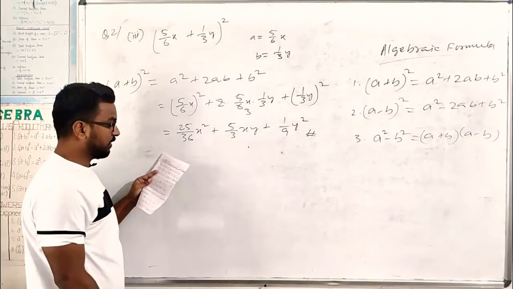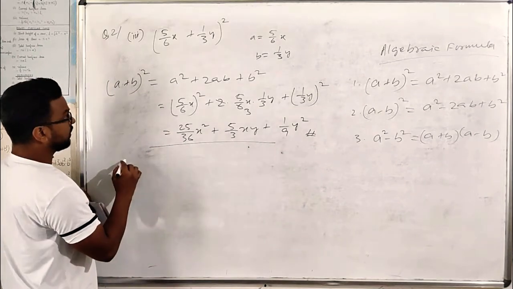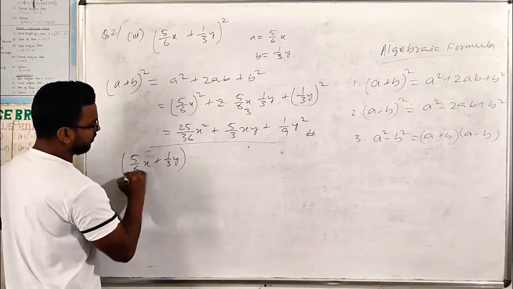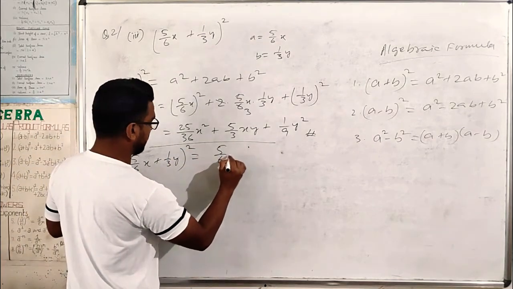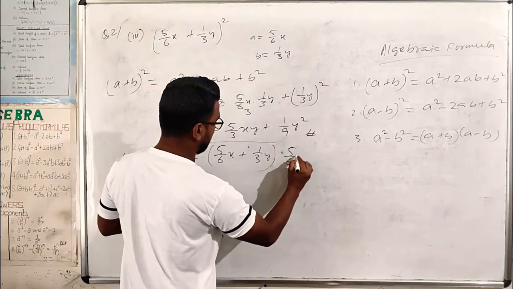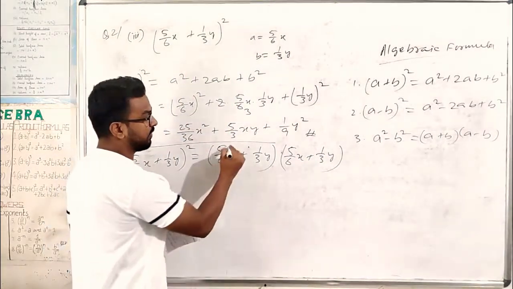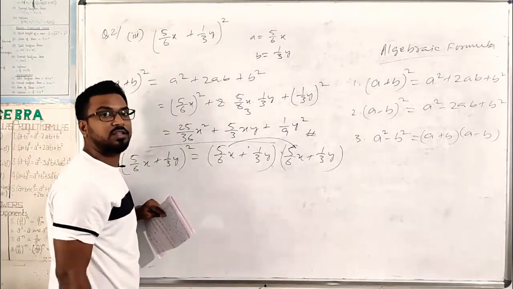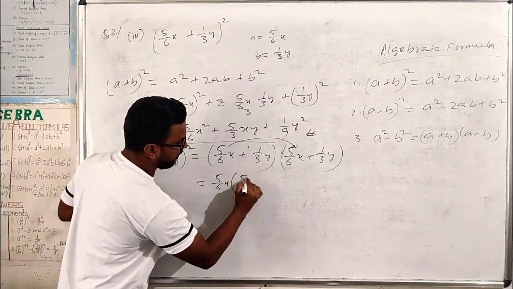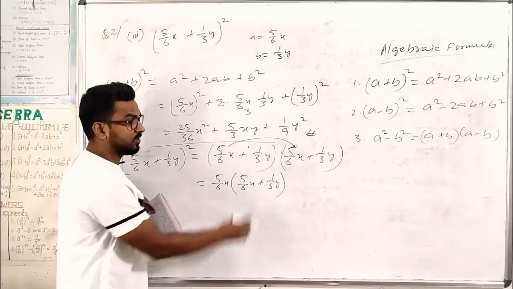Okay, so you have to do this one in direct form also. So by direct form, how can we do it? In direct form you can write 5 by 6x plus 1 by 3y whole square as 5 by 6x plus 1 by 3y into 5 by 6x plus 1 by 3y. So you have to multiply one by one. First you have to multiply this one with this. Since there are numerators and denominators, I will write it in a systematic way. 5 by 6x into 5 by 6x plus 1 by 3y. Again, what is left? Plus 1 by 3y.